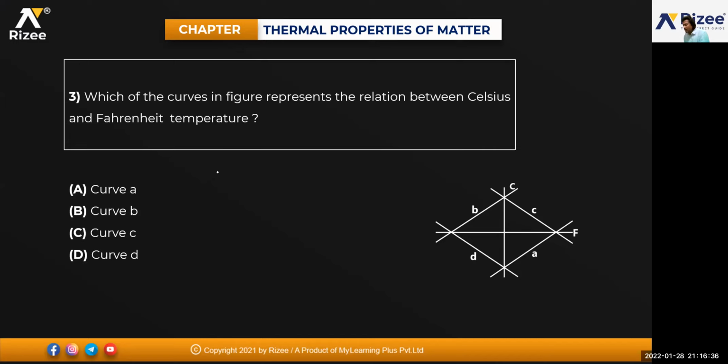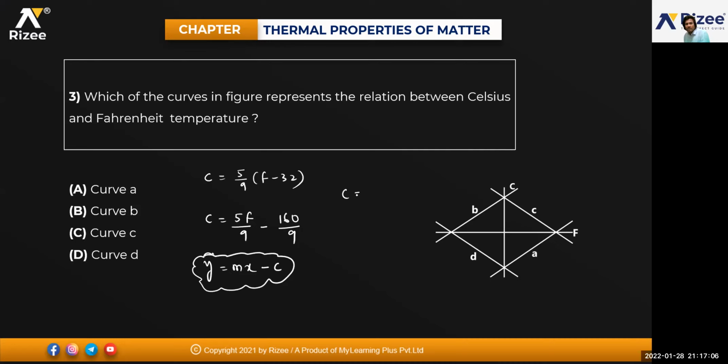Write the relation between Celsius and Fahrenheit. You will get the answer. C is equal to how much? 5 by 9 into F minus 32. That means C is equal to 5 times F divided by 9 minus 160 divided by 9. So if I compare with a straight line equation, y is equal to m x plus constant, the constant should be negative. C is equal to minus 160 divided by 9, and slope m is positive, and the value of that is 5 by 9.